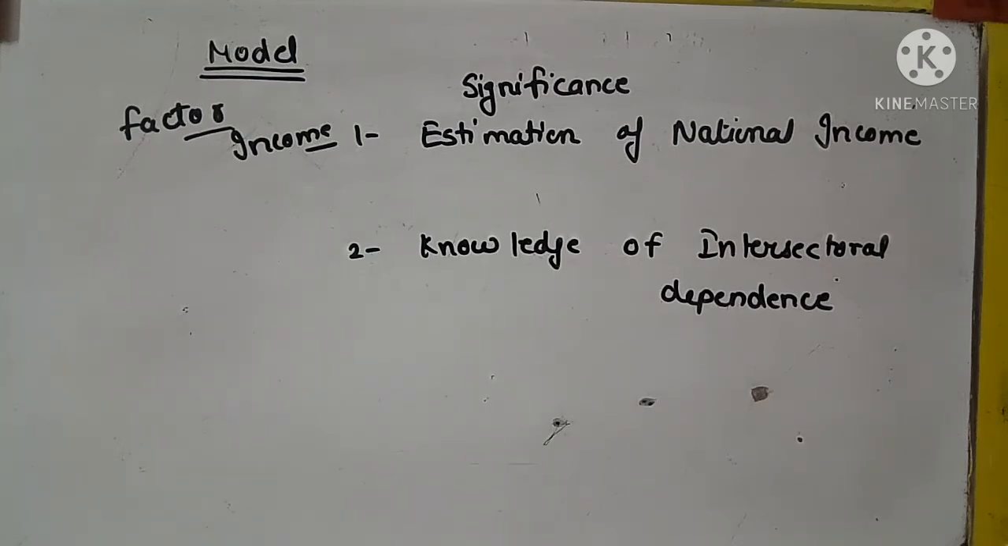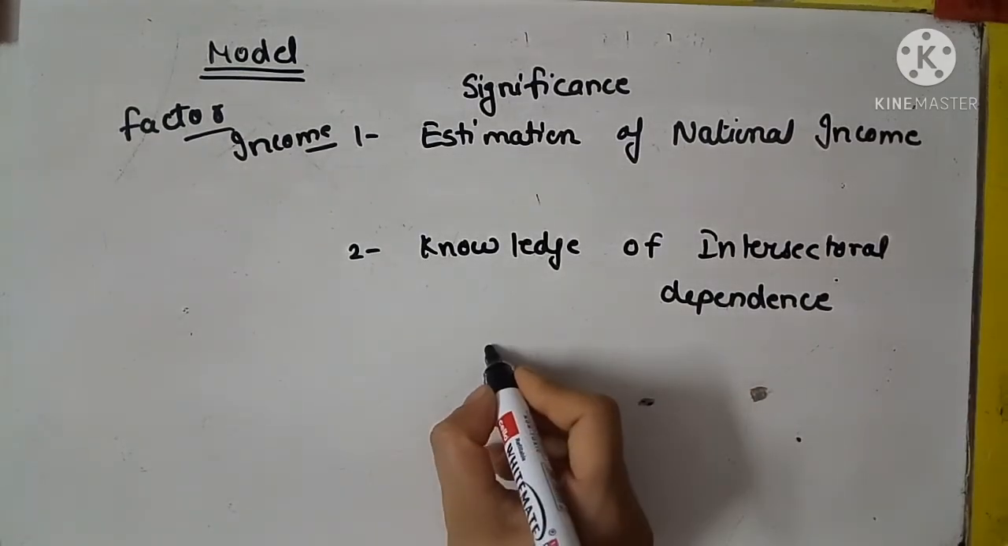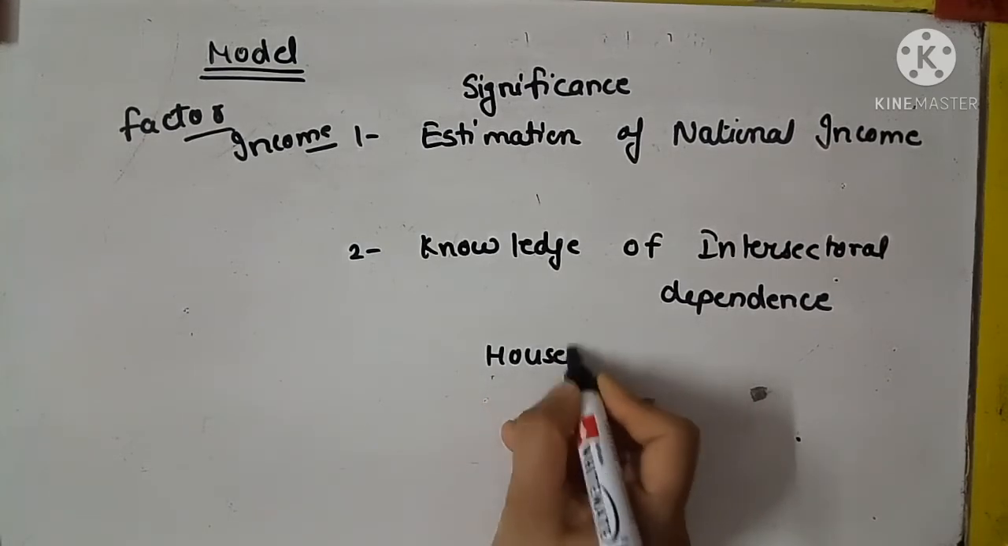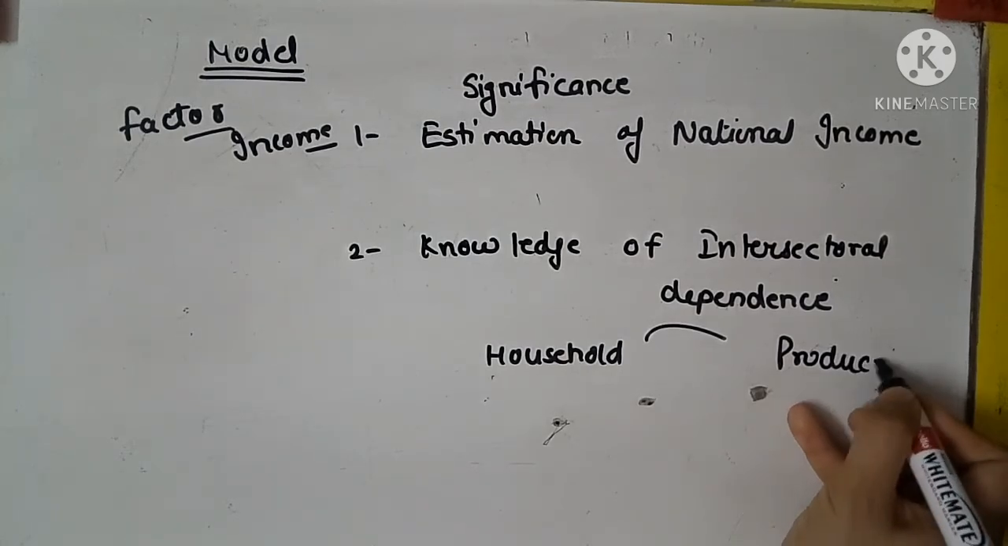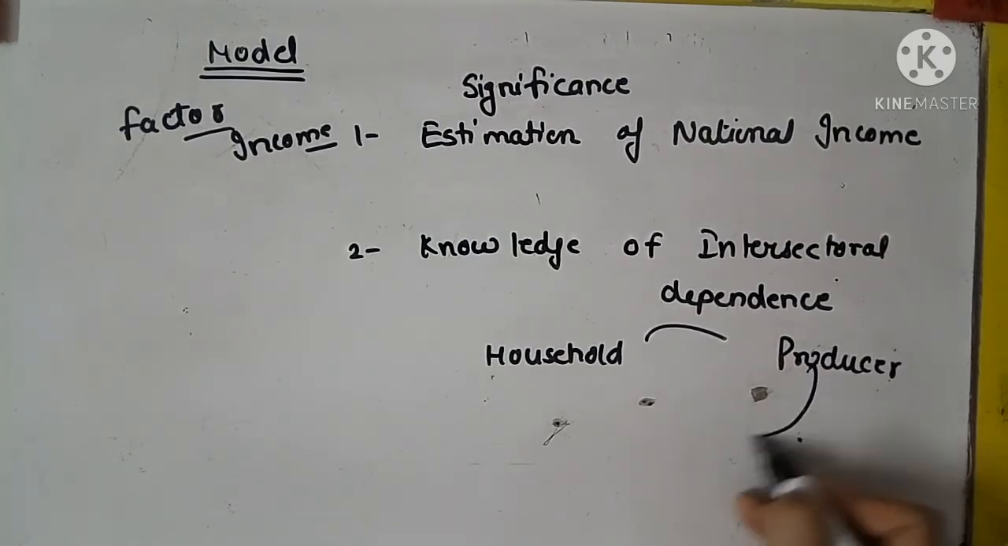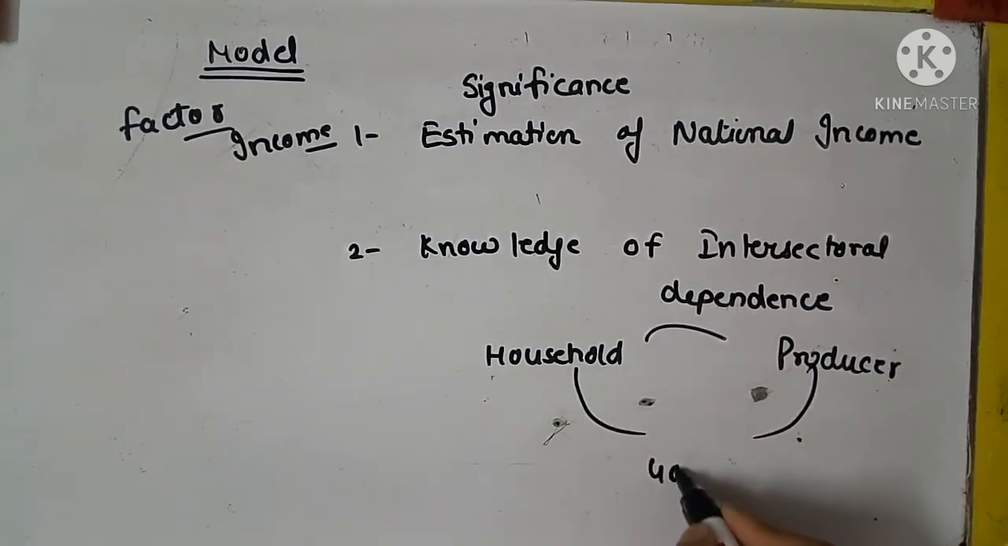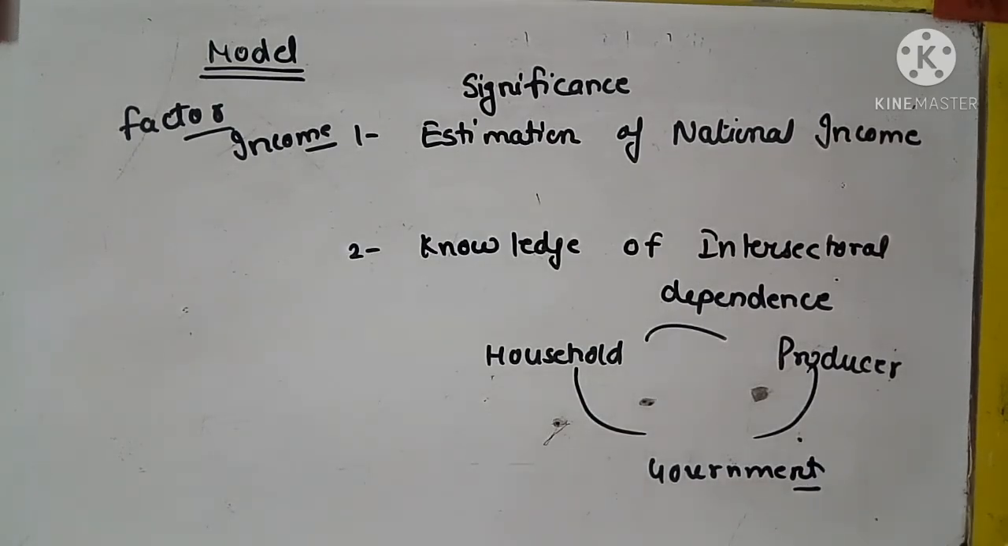Second observation is that we can get knowledge of intersectoral dependence. That is, how dependent the household sector is upon the producer sector, and how dependent the producer and household sectors are upon the government sector to buy goods and services, and for the supply of goods and services, order, law and defense from the government side also. So this is all about the circular flow of income.